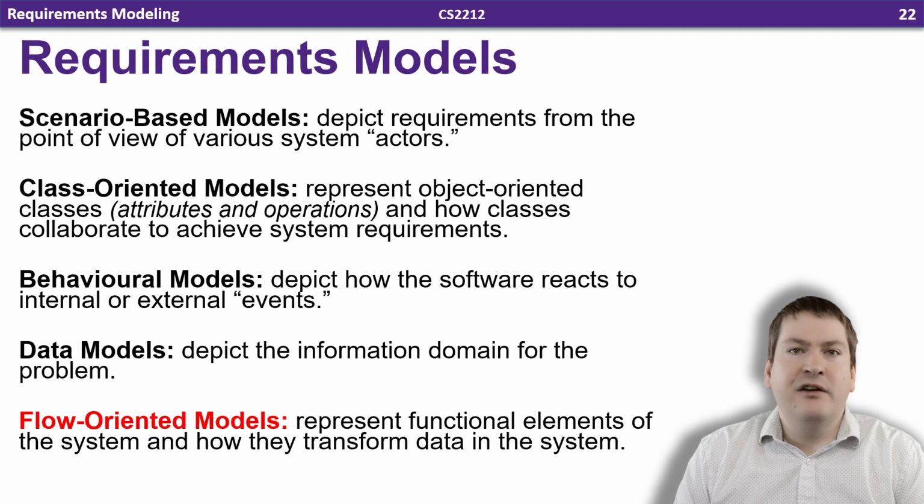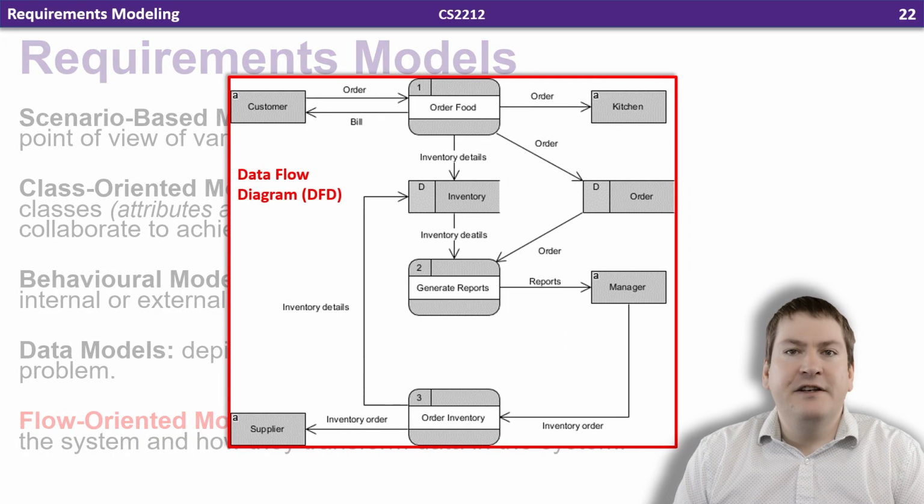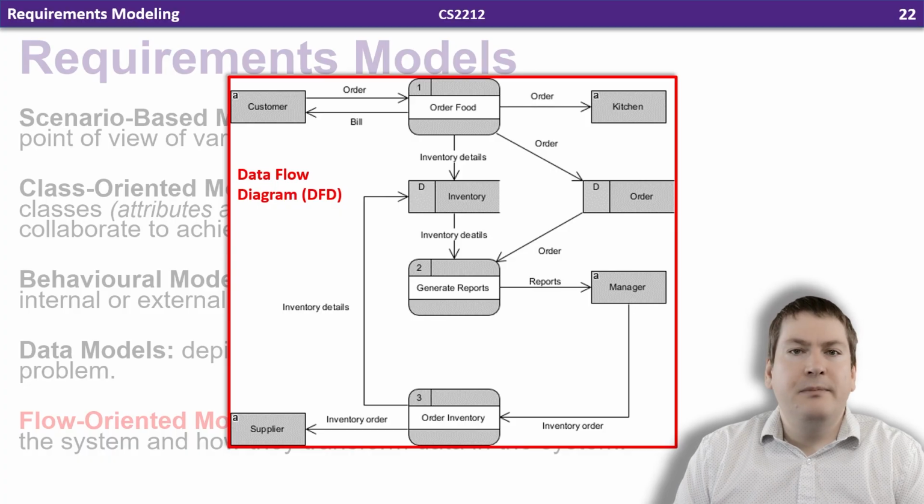And the last set of models are the flow-oriented models. These models represent the functional parts of the system and describe how they transform data. These models are often detailed in a data flow diagram, or DFDs. This week, we'll mostly be focusing on these behavioral and class-oriented models.